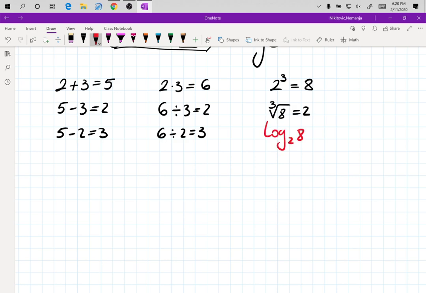Log base 2 of 8 is 3. That's where it fits in the mathematical family. It is a mathematical operation. So in the way where you combine 2 and 8 using a log, you get 3.